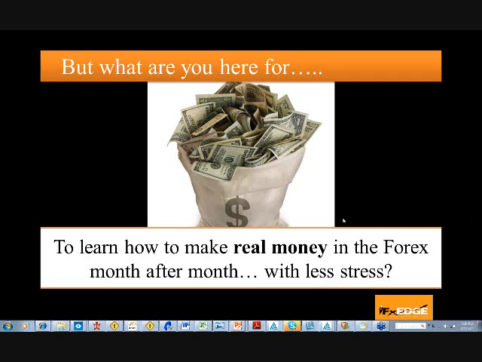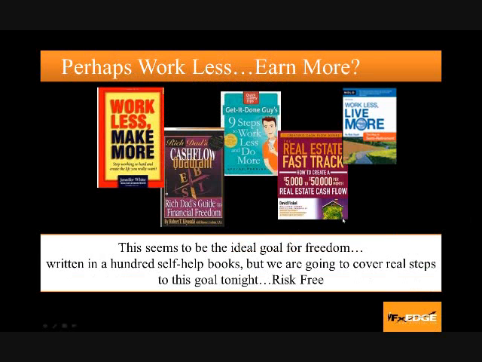That's what it's about. What's interesting is, Mac, we were talking about this the other day: every time we open our email accounts, there's something new about how to make money, particularly in Forex. What do you want to do? You want to work less? You want to make more money? That's the dream of everyone. This is the ideal goal for freedom, written in hundreds of self-help books. This is what people promise to give you in the industry. This is what we see across the board. This is what people want.